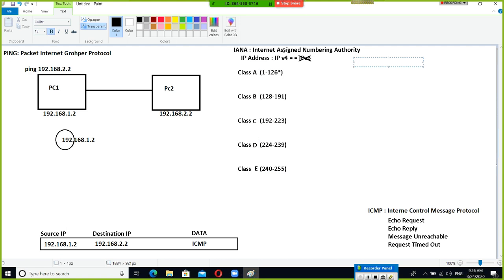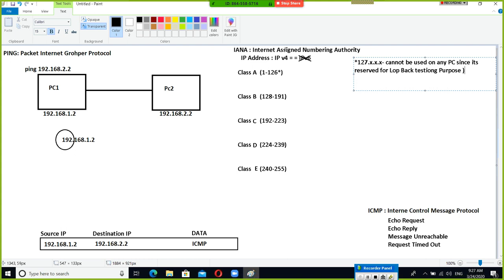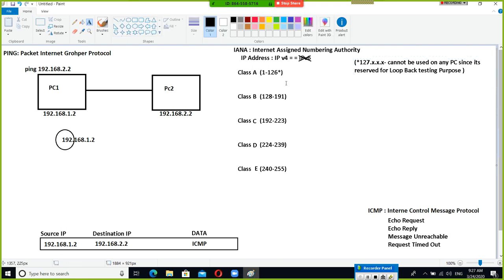I put an asterisk there just to inform you that this specific range cannot be used on any PC. What is loopback? We will discuss that. This is for loopback testing. You cannot assign this IP address to any PC or any router. It will not take it. It is reserved.